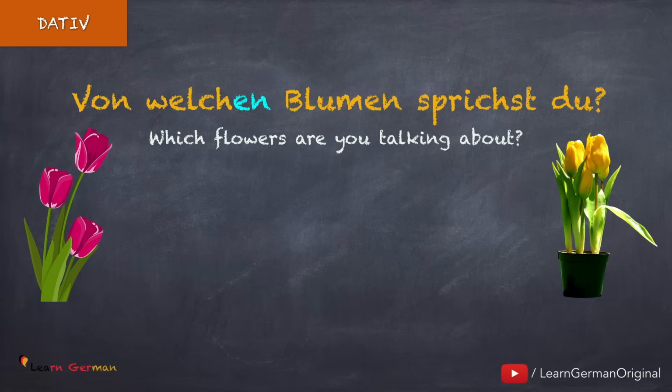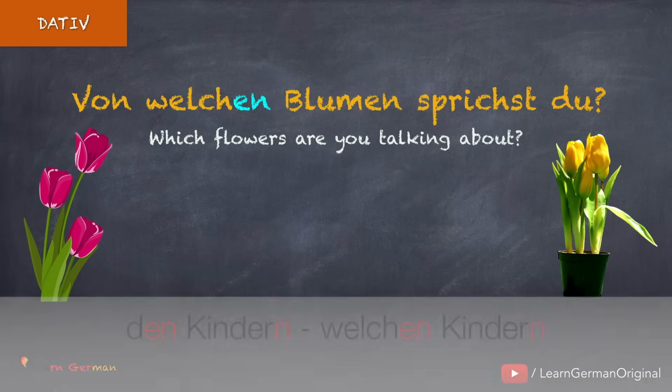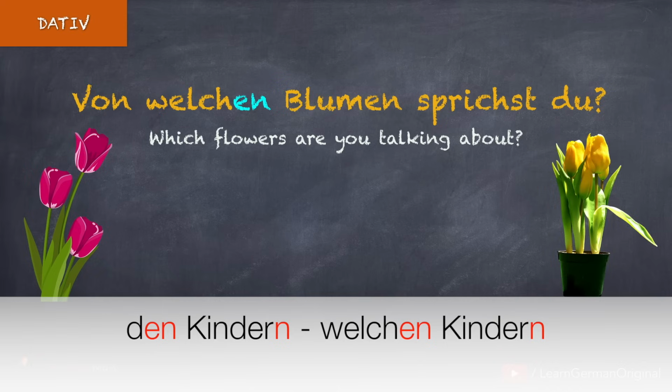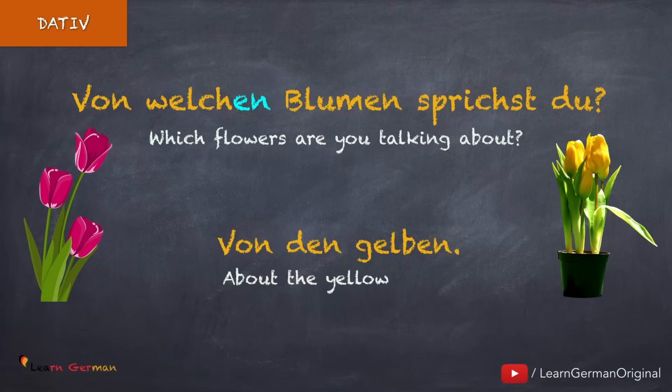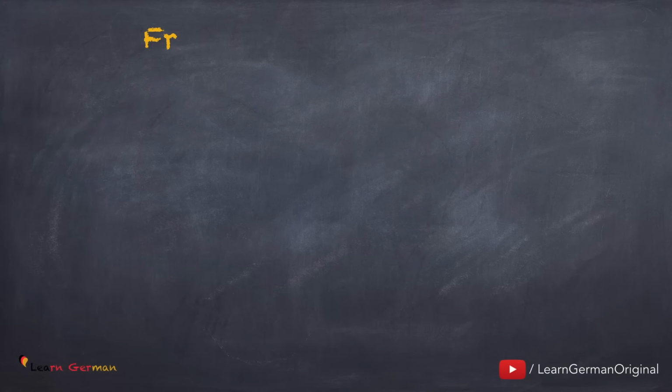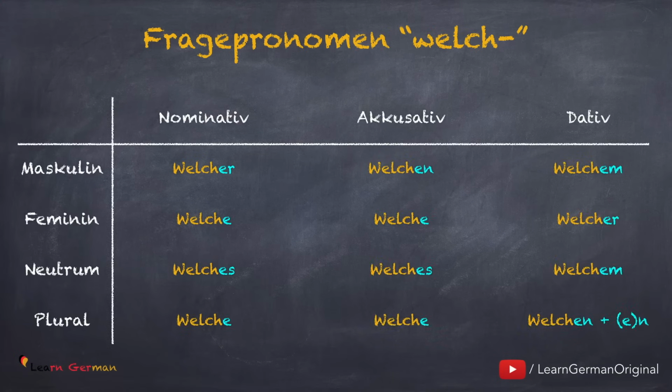But if you were talking about, for example, Kinder, then there would be an extra n in both the cases, den Kindern and welchen Kindern. And here's the answer. Von den Gelben. Sehr gut. Let's look at all of them once again. For masculine, you would use in nominative welcher, in accusative welchen, and in dative welchem.